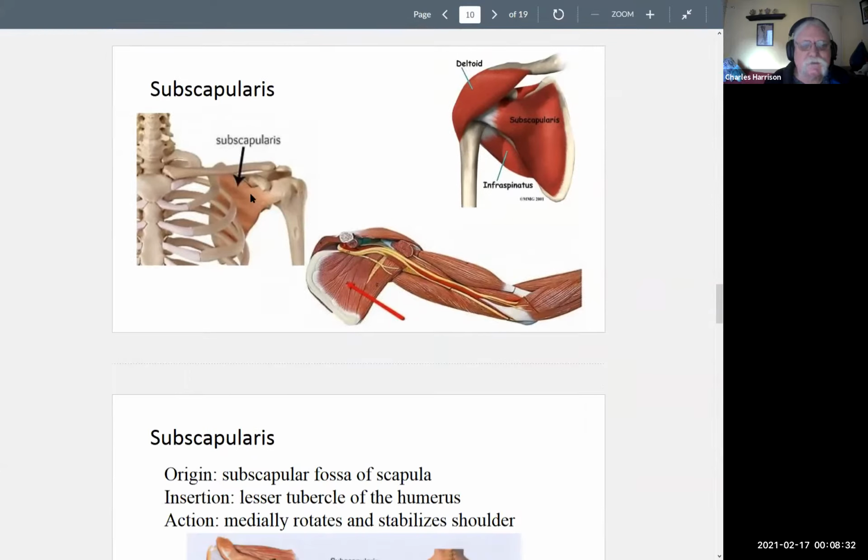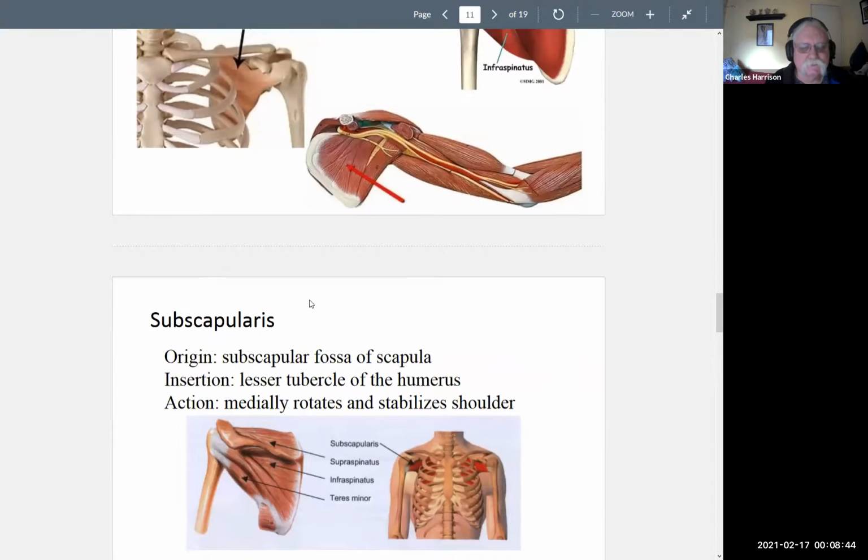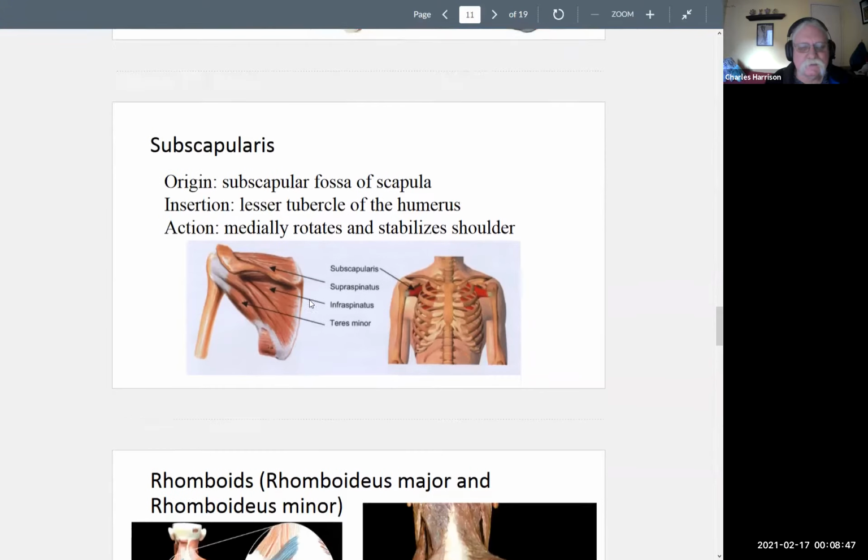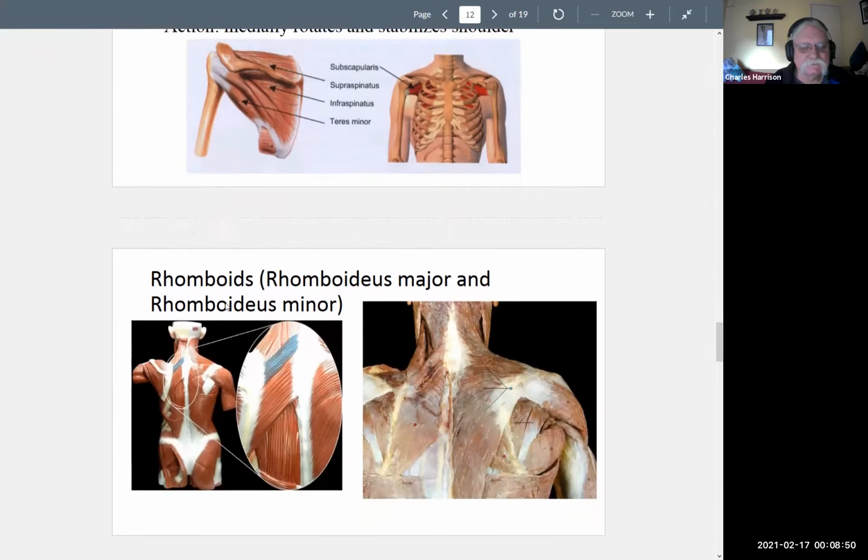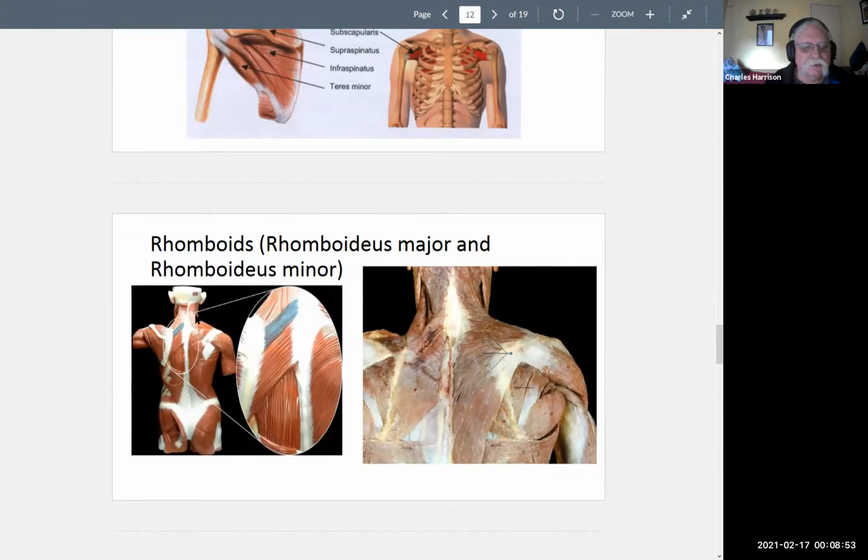The subscapularis, that's not going to give you any trouble. That occupies the subscapularis fossa. The rhomboides, you put your shoulder blades together behind you as close as you can. That's going to be pulled by the rhomboides here, here. There's 2 colors because one's the rhomboides major and minor. You're just being held for the rhomboides.